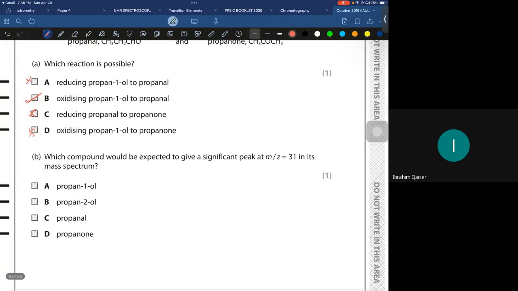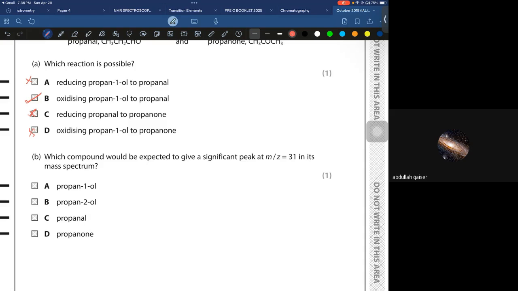So alcohol gets oxidized to aldehyde, right? Which is propanal. Yes. Okay.